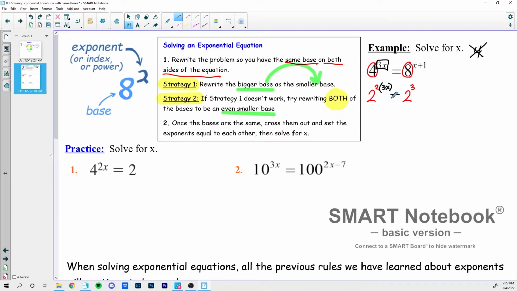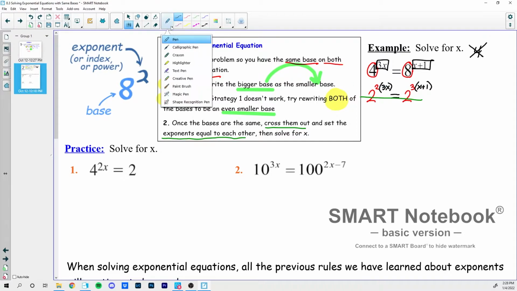I'll bring down the equal sign, and the same thing here, my exponent is still going to be in the exponent spot, but I really need to make sure that I have parentheses around this as well. So that's our whole equation. We rewrote 4 and we rewrote 8, so now it looks like this. And because we've done that, we can use our trick here, which is once the bases are the same, we can cross them out and set the exponents equal to each other. So cross out the bases, perfect, they're gone. And now I set the exponents equal.